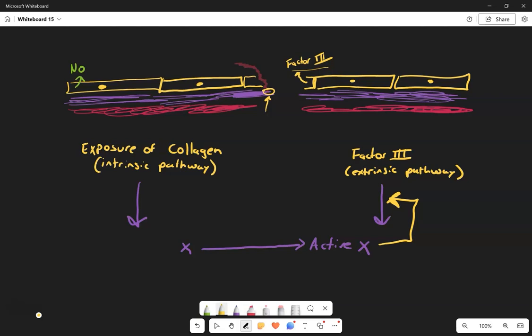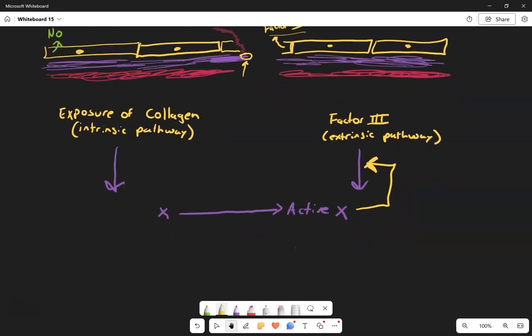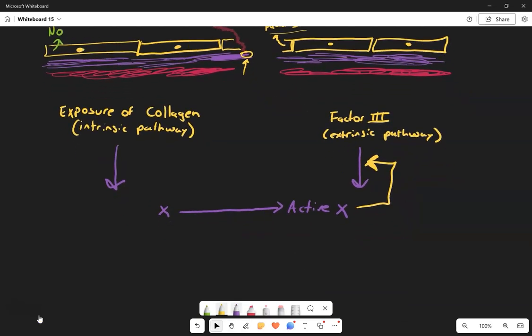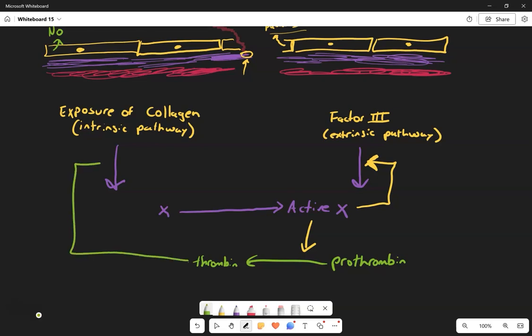Okay? So what that active factor 10 will do is it will come down here and it will take a molecule known as prothrombin and it converts it into thrombin. Okay? Now thrombin is also going to have a positive feedback loop with the intrinsic pathway here.